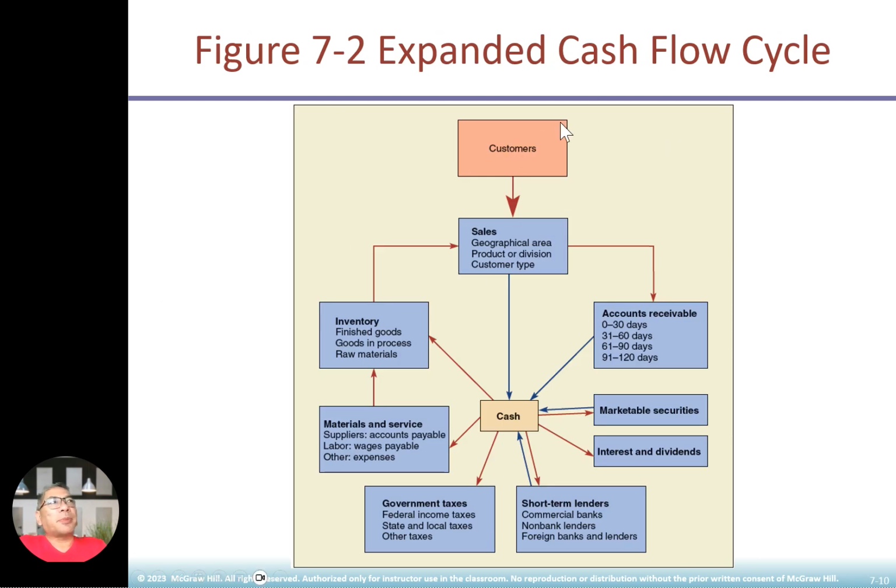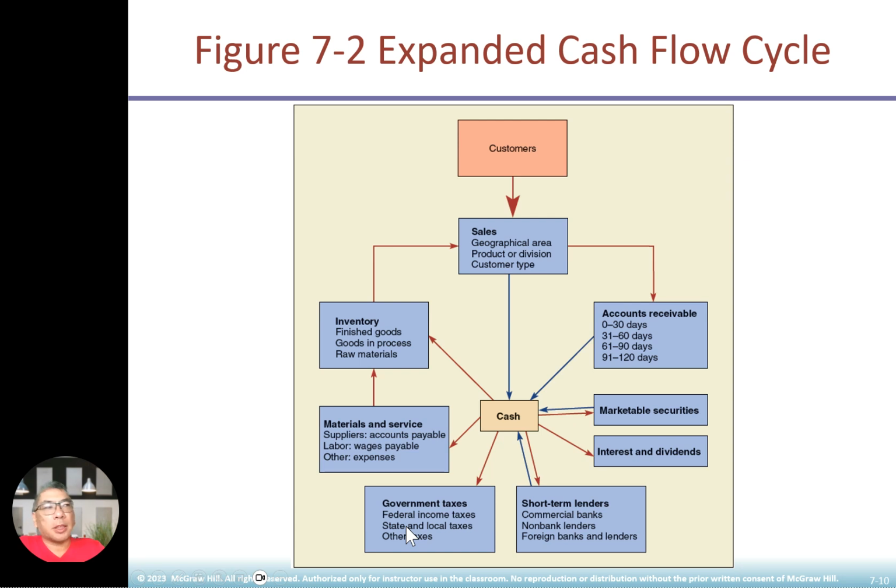And then in terms of the expanded cash flow, sales have the same kind of cycle. Sales by geographical area, product division, and customer type. Accounts receivable ranges from 0 to 120 days. And then you go to the cash. Cash can be marketable securities and interest, dividends, short-term lenders back and forth, such as commercial banks, non-bank lenders, foreign banks and lenders. And then cash goes to government taxes.